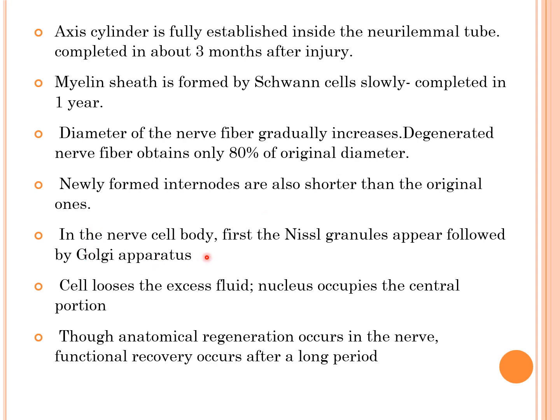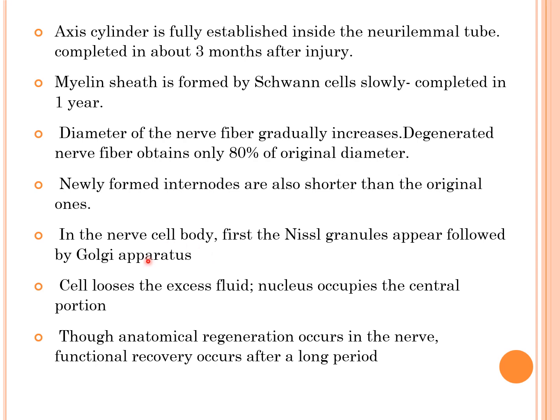In the nerve cell body, the changes we said in the nerve cell body, the cell body will swell up, right? During degeneration, the cell body will swell and the nucleus will be pushed to the periphery, and then Nissl granules will disappear and the Golgi apparatus and mitochondria, everything will disintegrate.